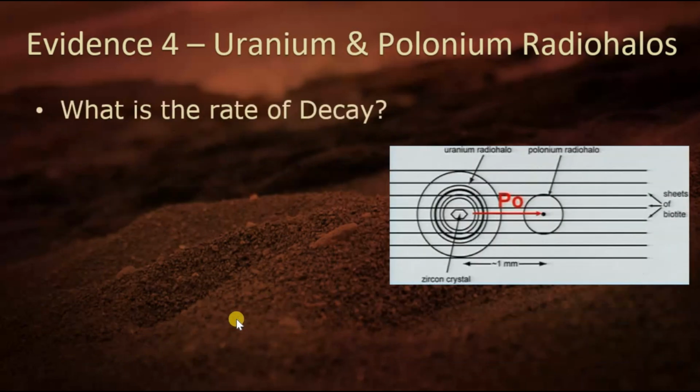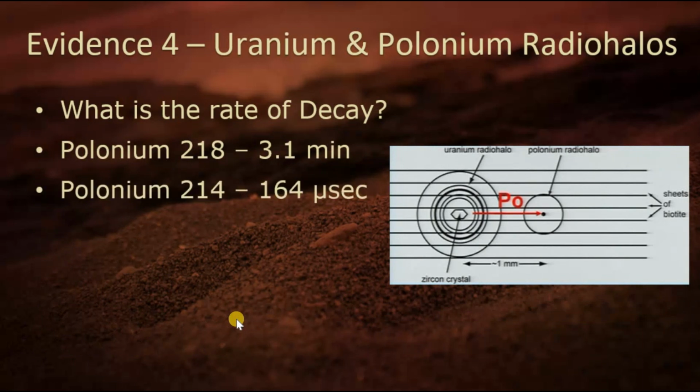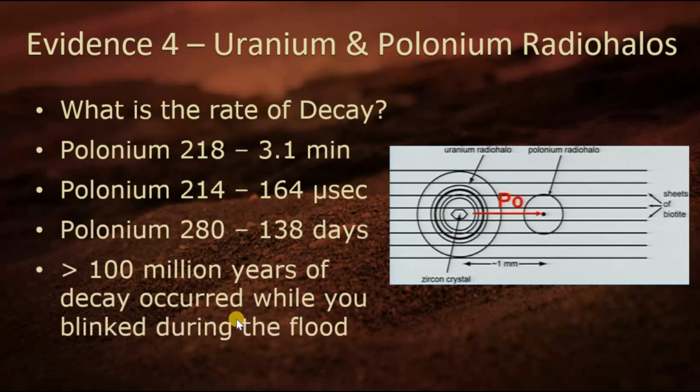So what is the decay rate of polonium? Polonium-218 decays in 3.1 minutes. Polonium-214 decays in 164 microseconds. It decays so fast, it's faster than you can blink. Polonium-210 decays in 138 days. So with these polonium radiohalos, over 100 million years of decay occurred while you blinked during the flood.